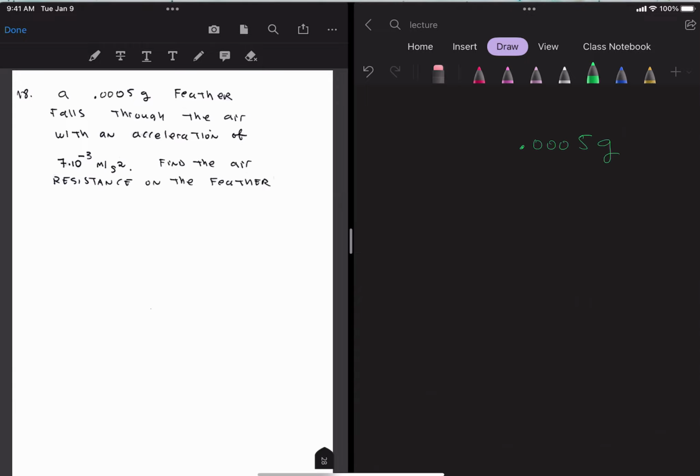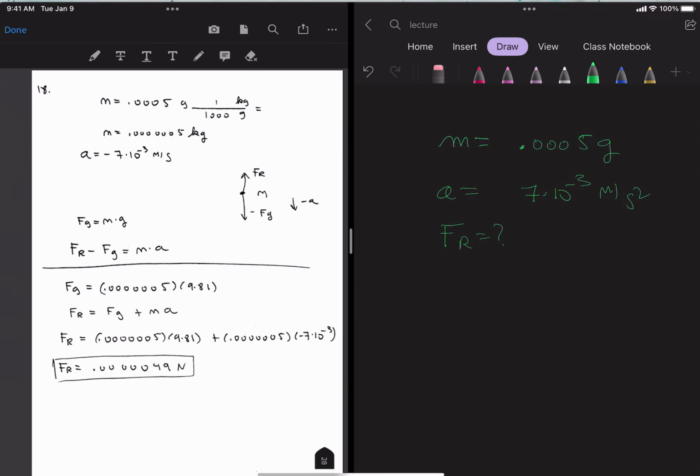0.0005 grams. This is a mass. And you have 7 times 10 to the minus 3 meters per second squared. That's an acceleration. And we're trying to find air resistance, which I'm going to call Fr. So let's draw a picture to see what's happening.